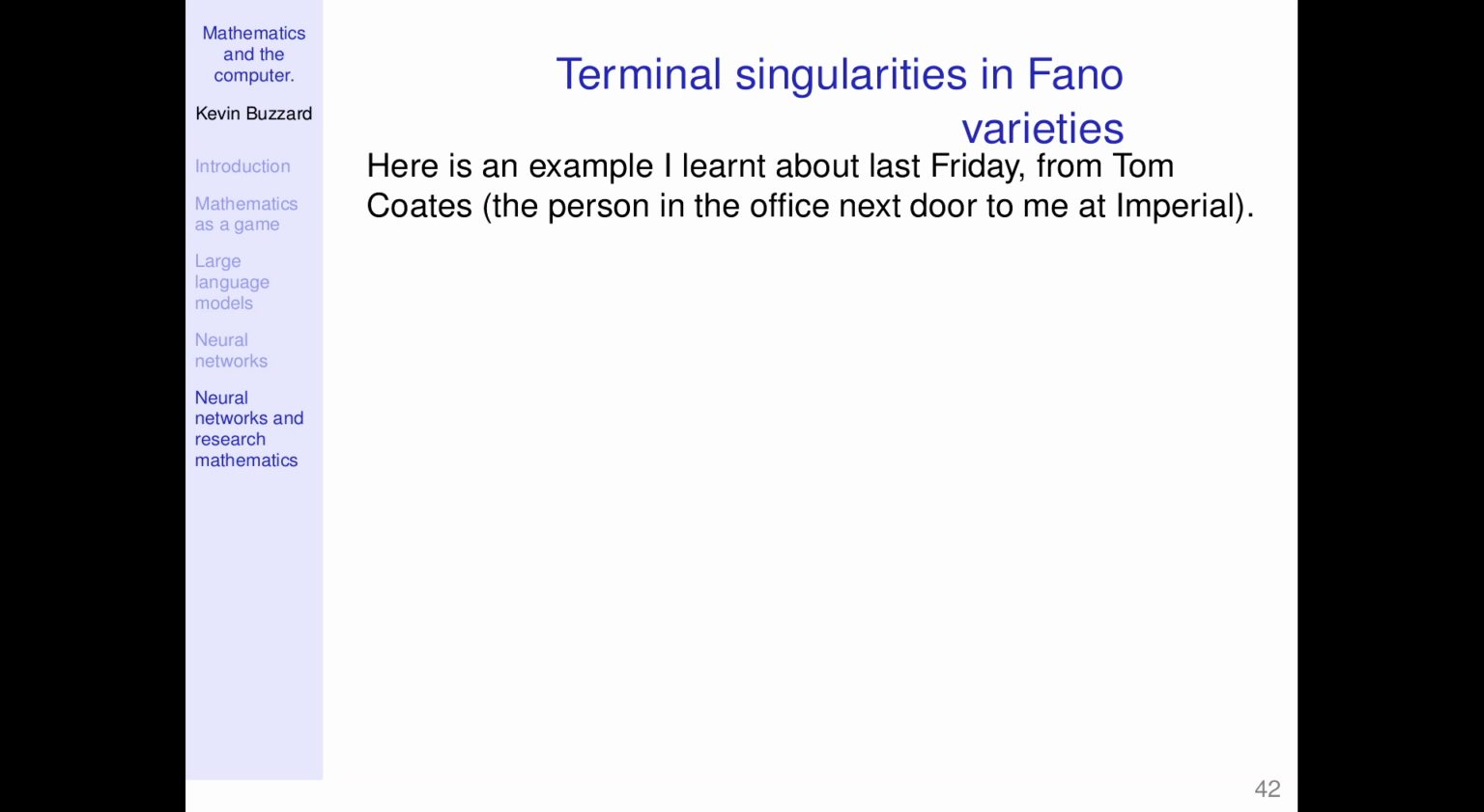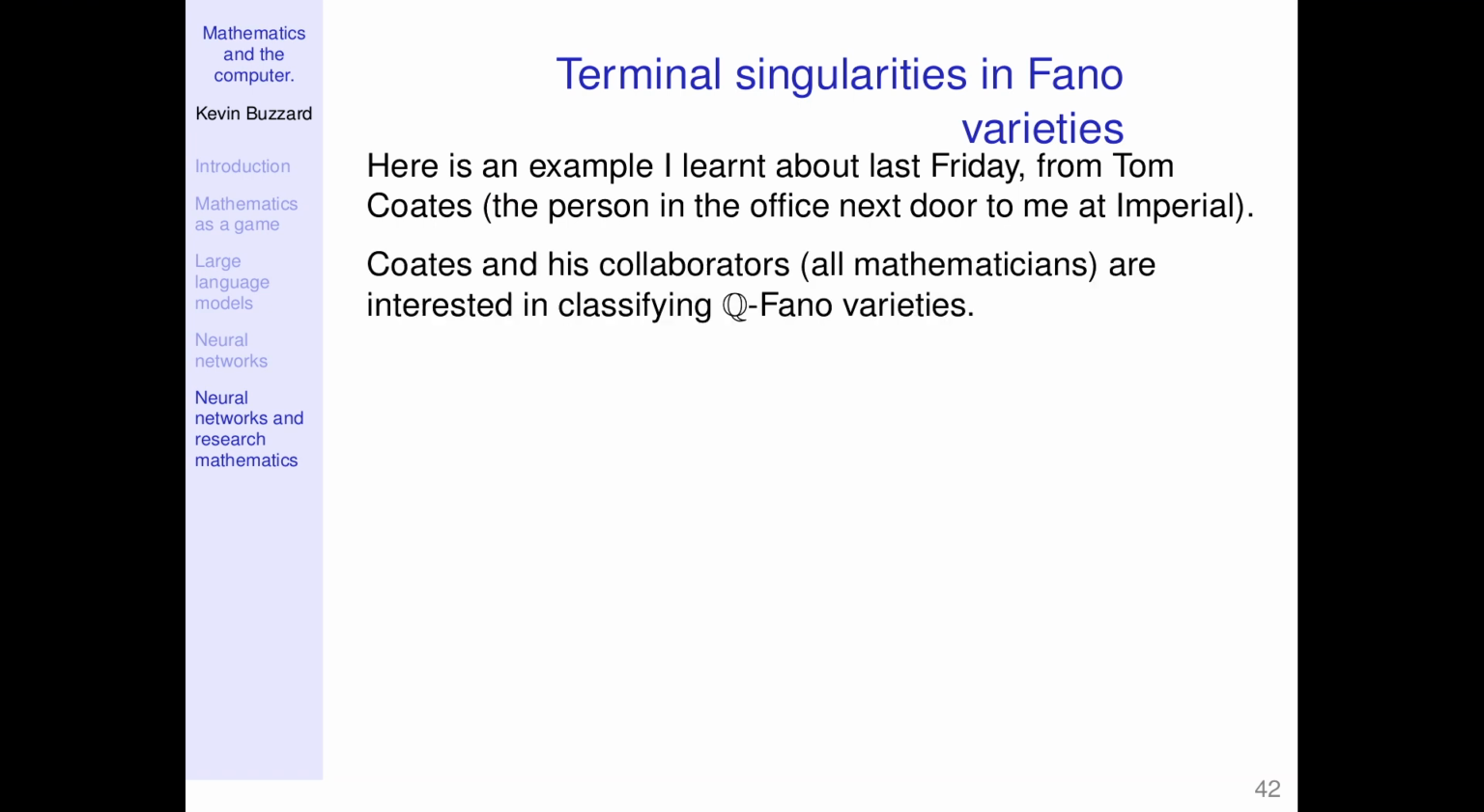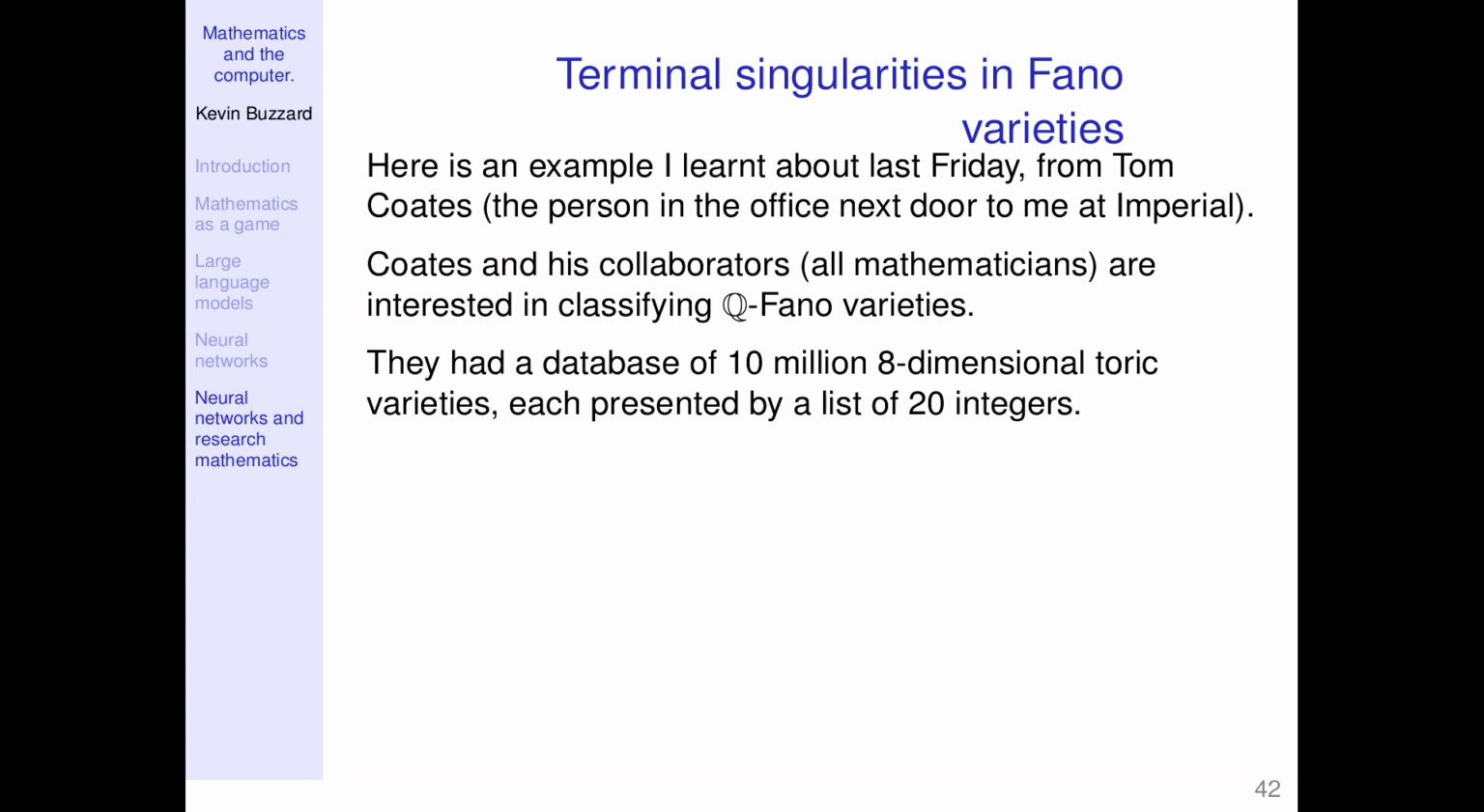This is something I learned about on Friday at a conference, in a talk by the person in the office next to me, an algebraic geometer, Tom Coates. He's interested in the classification of algebraic varieties. So we have sort of negatively curved varieties, which are very hard, and then Calabi-Yaus, which have zero curvature, and then the positively curved varieties, the supposedly easy ones, the Fano varieties.